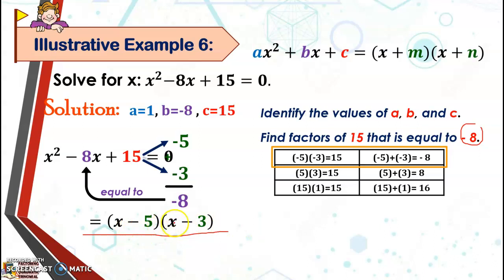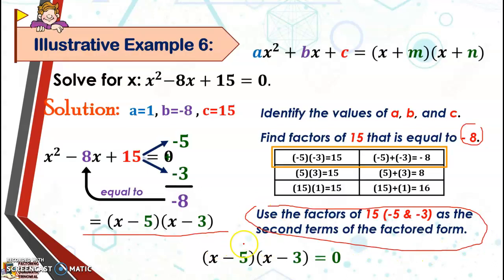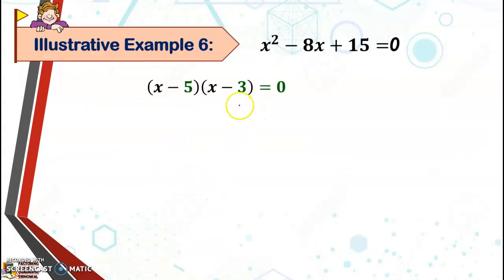So this is our factor now. x minus 5, x minus 3. So whatever the sign of the two factors, you must copy it here. So x minus 5 and x minus 3. So use the factors of 15, negative 5 and negative 3, as the second terms of the factored form. No need to run this one. So let's proceed. We just equated the factors to 0. So let's proceed to the solution.